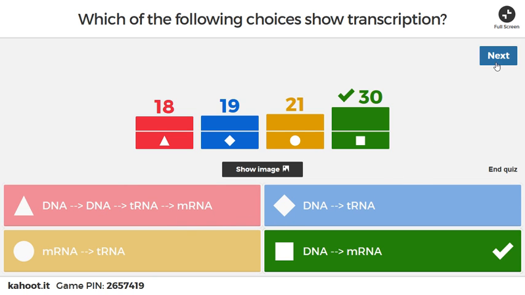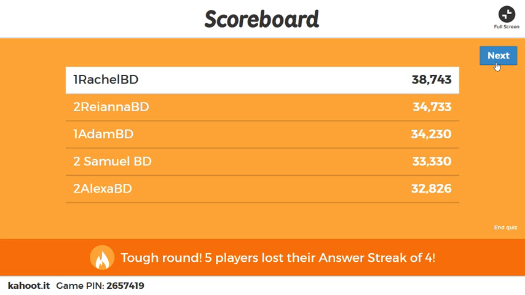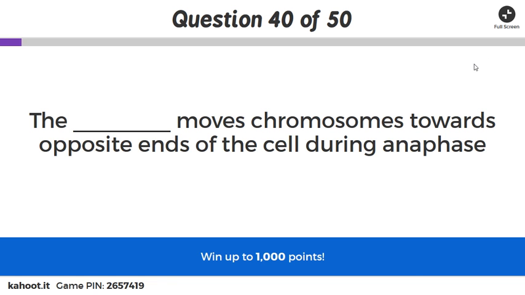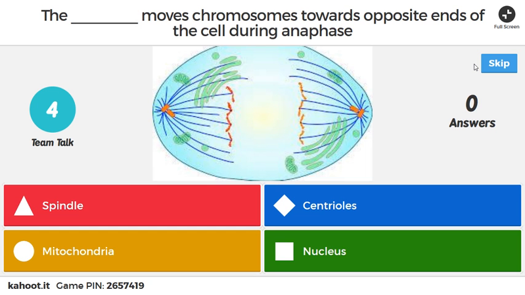All right, let's move on. So first and second players still controlling the board. We have Rachel way out in the lead with over 4,000 points. So good job, Rachel.